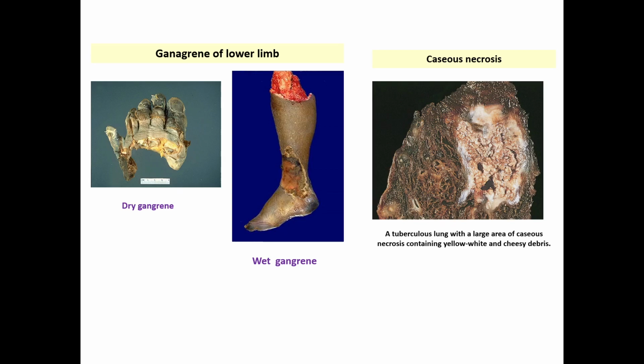To the right side we have a caseous necrosis in TB, tuberculosis, affecting the lung with a large area of caseous necrosis containing yellow white, cheesy debris. You notice the color is yellow to white, and cheesy debris, like when you touch it, it is like cheese. Cheesy comes from cheese, meaning it resembles cheese.